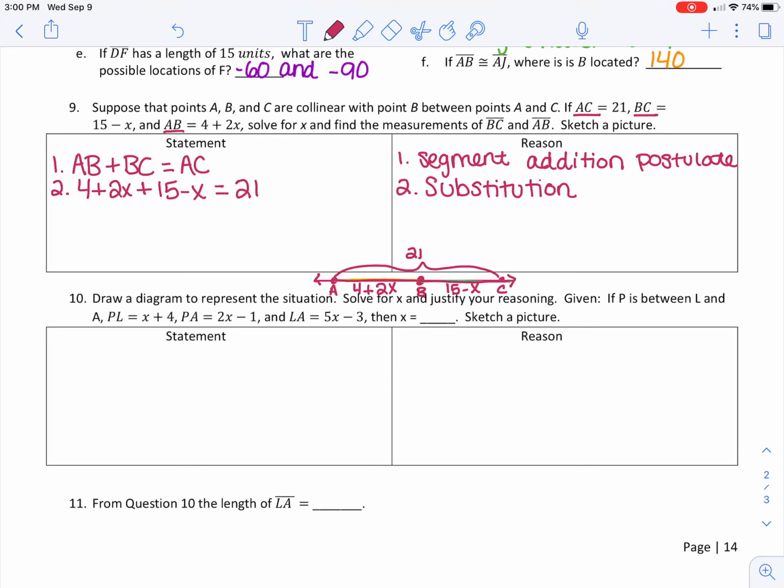Okay. Then for part 3, we should know that our x's can combine. So I have 2x minus 1x, which is going to give me just x, or 1x. And then I also have 4 plus 15, which gives me 19. And that is all equal to 21. And what we just did is combining like terms. So combine like terms.